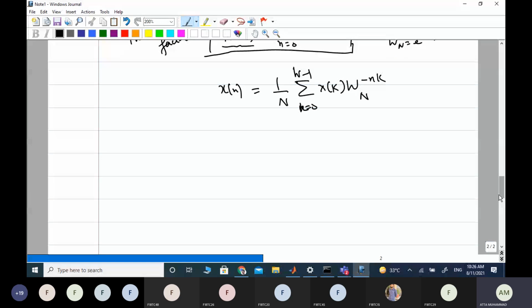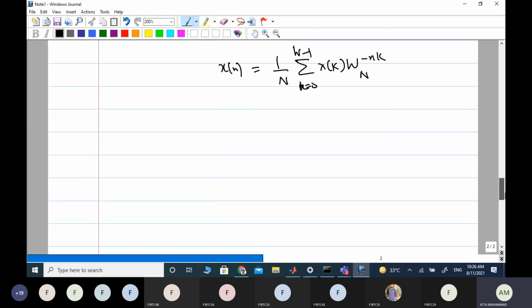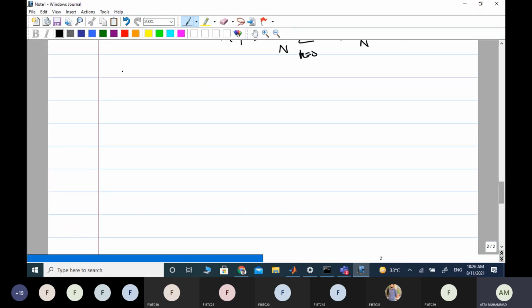So let us compute an example. Let us see by an example. For example, if we have signal x of n equal to 0, 1, 2 and 3, and we have to compute its DFT, right? We have to compute its discrete Fourier transform.